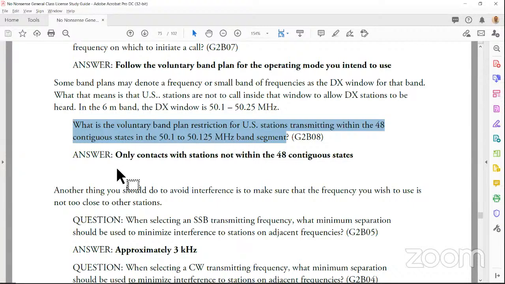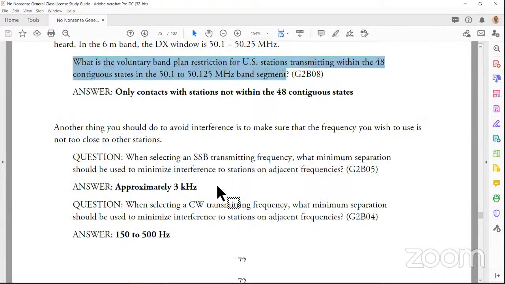The answer is only contacts with stations not within the 48 contiguous states. What that simply means is that if you are in the US and you are transmitting to another station within the US, you should not use this frequency range. It is reserved for when you are making contact with a DX station, a foreign station, or at least a station that is outside of the 48 contiguous US states.